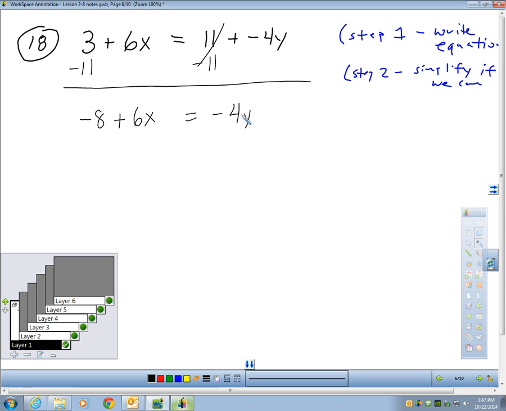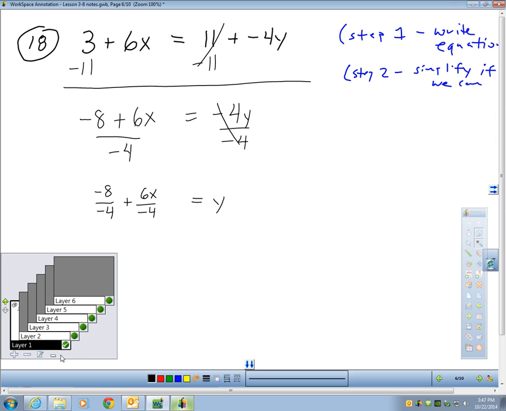Now I got to get rid of the times negative 4. So I'm going to use the division property of equality. I'm going to divide each side by negative 4. I get y on the right. Now, again, this takes me back to lesson 2.6. I want to simplify this. I have a fraction bar, multiple terms on top. I should break this quickly into separate fractions. I got negative 8 over negative 4 plus 6x over negative 4.